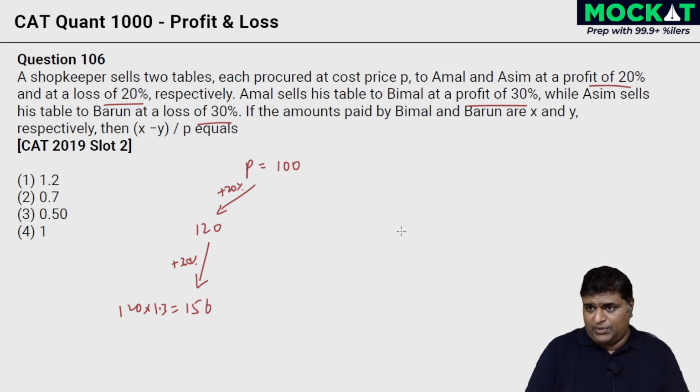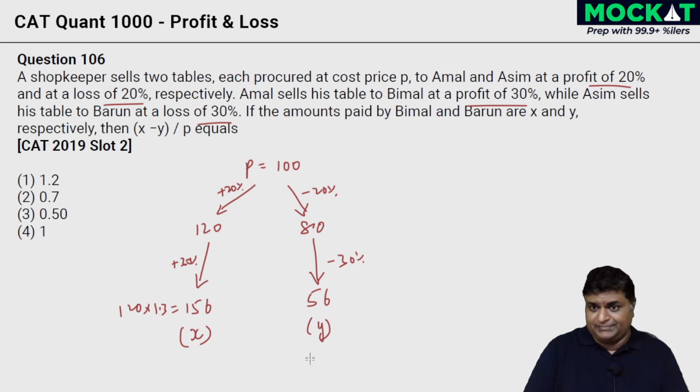And 156 is what over here? The amount paid by Bimal finally, right? At a profit of 30% when it's sold. Amount paid by Bimal, which is X, okay? And the other over here is going to be a minus 20%, which is going to bring it to 80. That's the easy part from 100. And then a further 30% dip. 3 8s are 24, all right? 24 you subtract and you get 56, and that is going to be Y. X minus Y by P, 156 minus 56 divided by P of 100, right? That's nothing but 100 divided by 100, and that's 1, right? That's it. Option 4 is the answer here.